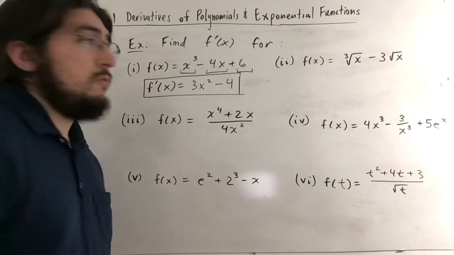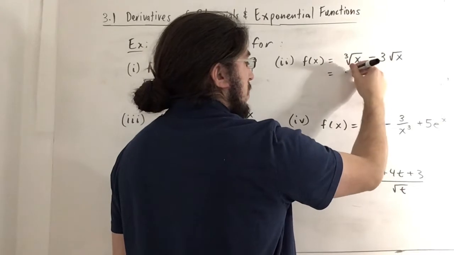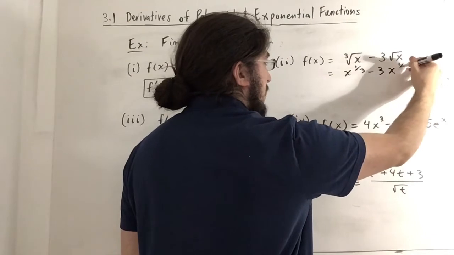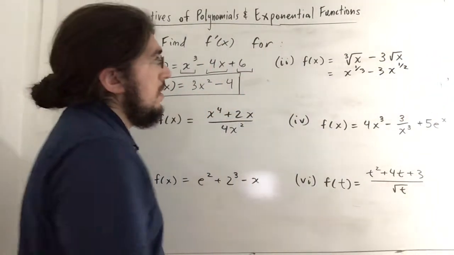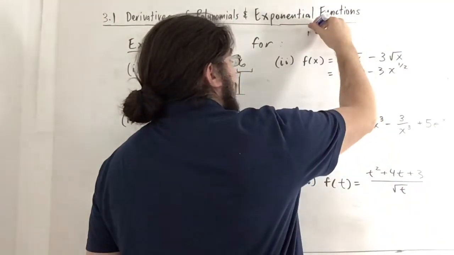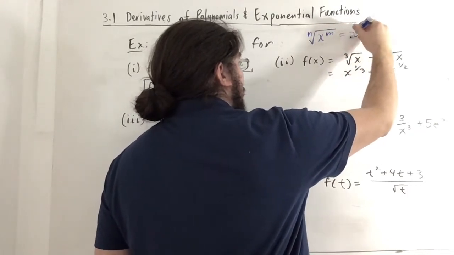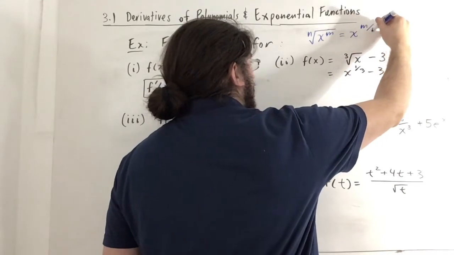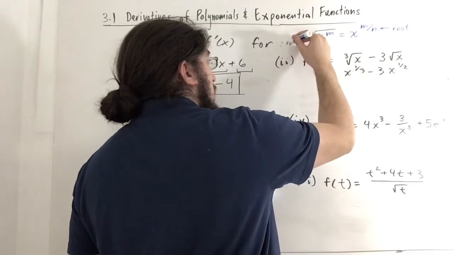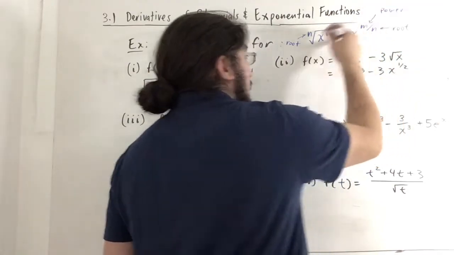Okay, moving on to number 2. There's some setup here, and let me write it here below. This is x to the 1/3 minus 3 radical x, which is x to the 1/2. This is something that you should know from algebra, and let me write it here in blue. If you have the nth root of x to the m, you can always write this as a power, x to the m over n. The thing to remember is that the denominator is the root, like here this is the root of the radical, where this is the actual power of x on the inside.